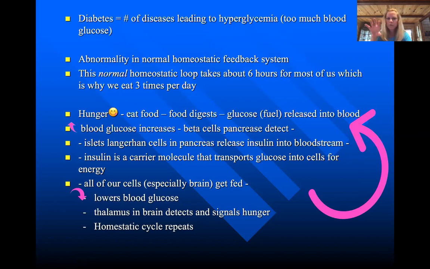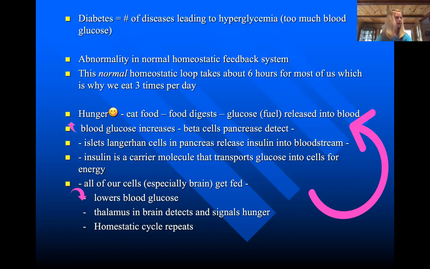And what I want us to do first is talk about the normal homeostatic loop and feedback system, and then we will define the types of diabetes by the problems that occur in that normal feedback system. So for most of us, if we eat about every 6 hours a day, that normal homeostatic loop takes about 6 hours. And let's take a look at the loop. And again, you all have the video clip from YouTube a minute ago that you can go back and take a look at. But I'll walk you through this right now. And again, you can rewind if you need to.